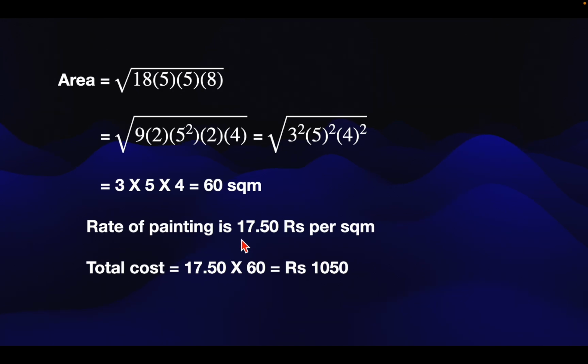Rate of painting is 17.50 per square meter. So the total cost will be 60 into 17.50, that is equal to 1050.